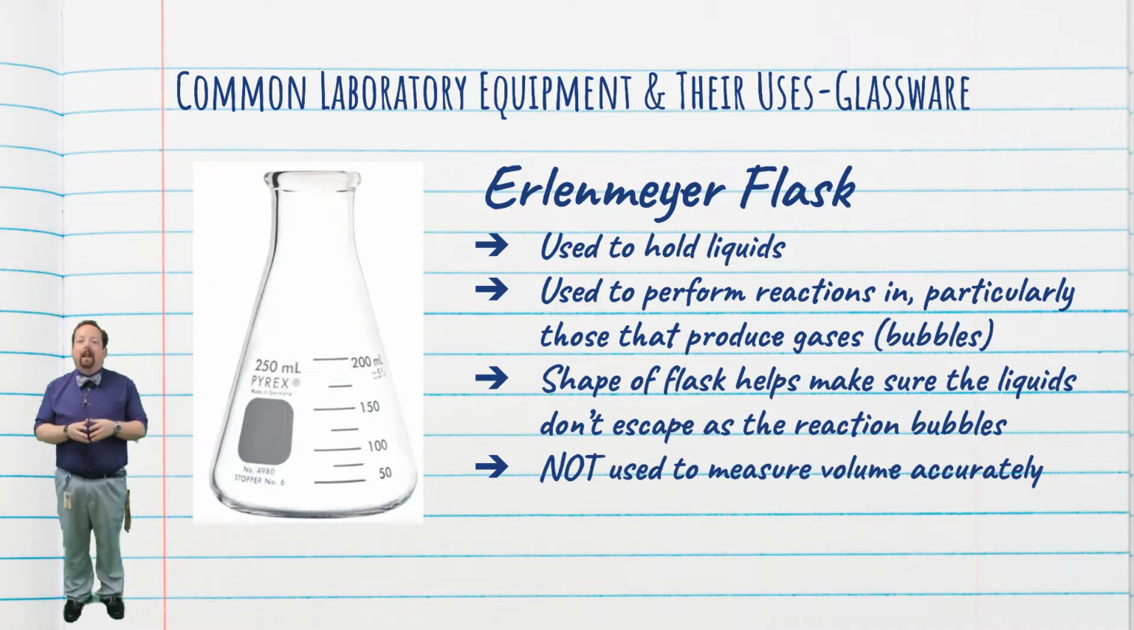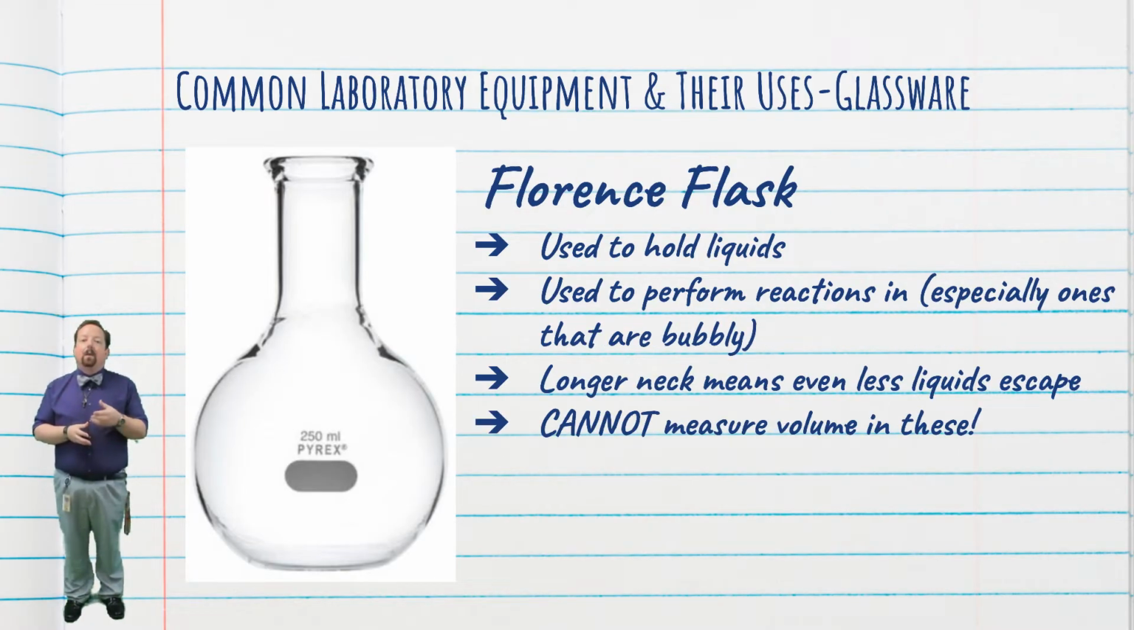An Erlenmeyer flask, which has a long neck and a cone-shaped bottom, has the same exact function as a beaker, but due to its special shape, it's better at stopping liquids from escaping in a violent bubbly reaction. A Florence flask is the same as an Erlenmeyer flask, but it has a round bottom instead, and you cannot measure volumes with a Florence flask as there are no volume lines on it.